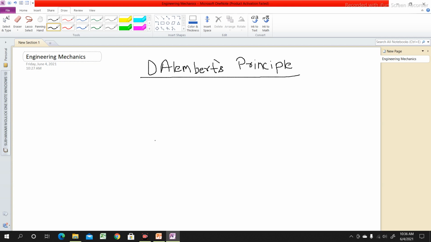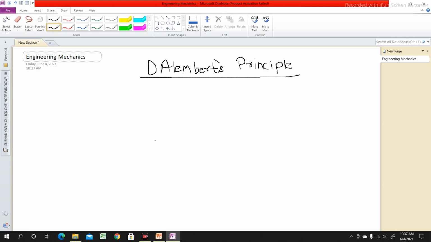Again, I repeat the statement of D'Alembert's principle. It states that the system of forces acting on a body which is in motion is in dynamic equilibrium with the inertia force of the body.